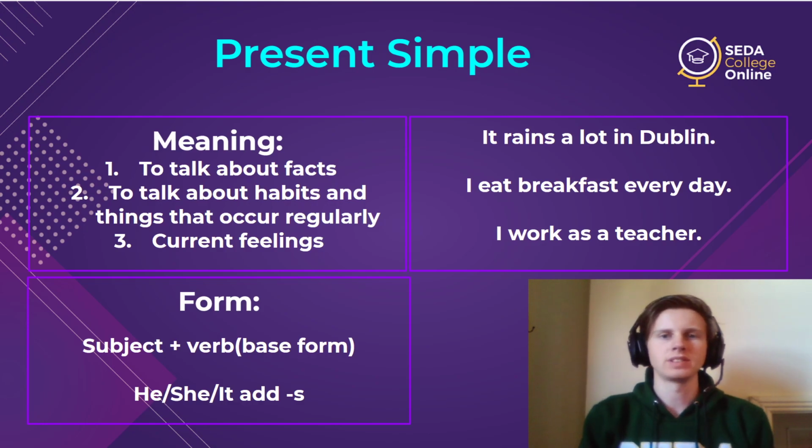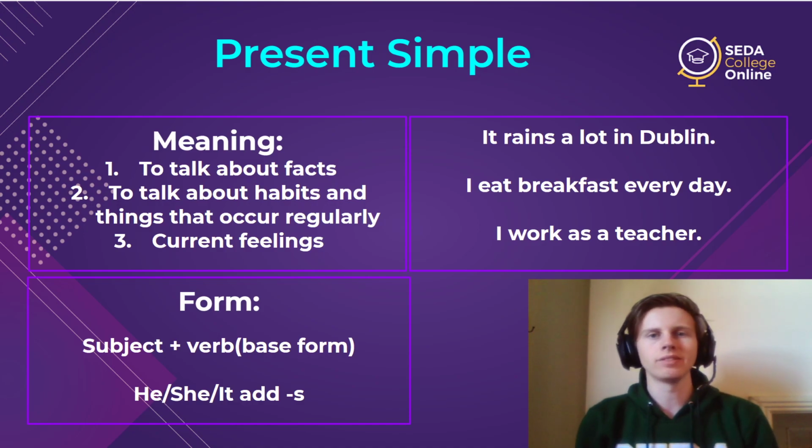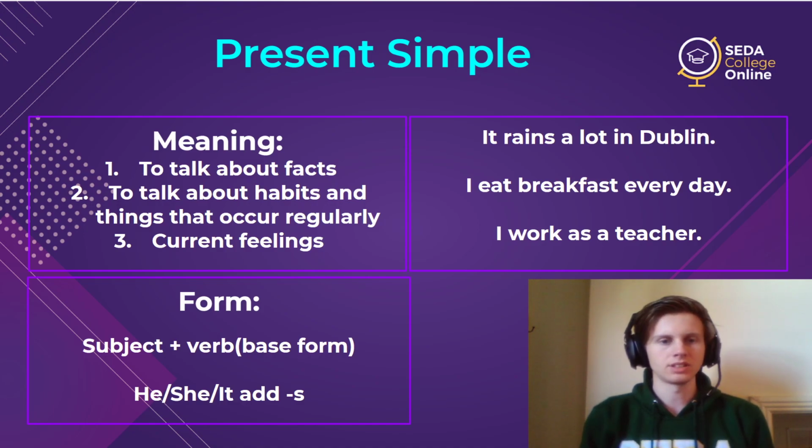Or I eat breakfast every day. Here's a habit, very clear. This is something you do every day, very regularly. So we use the present simple, as well as a current thing, such as I work as a teacher. This one's for me, and we use the present simple here because it's a true fact and it's a current description. So, I said feelings, and there's also descriptions like jobs and height or weight. All of those things we use the present simple for.